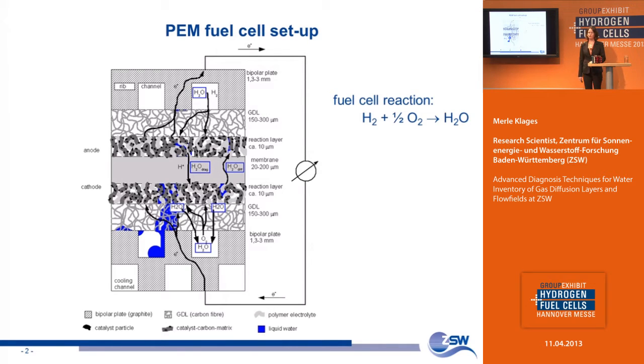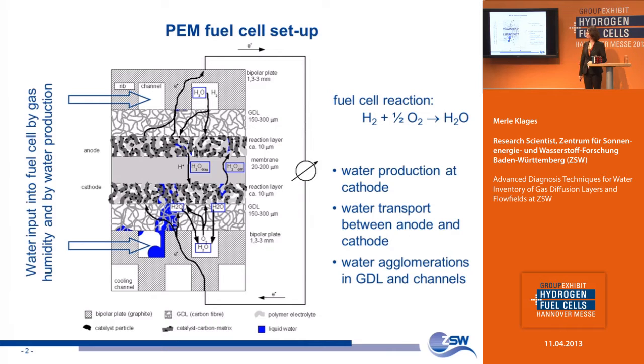Water inside a fuel cell is quite important. Where can water occur? It can occur inside the channels through humidifying the gases or by the reaction. In addition, the water moves through the fuel cell between anode and cathode.